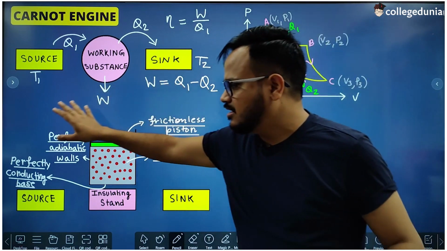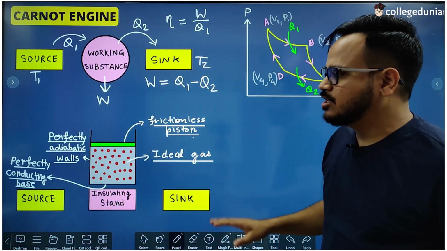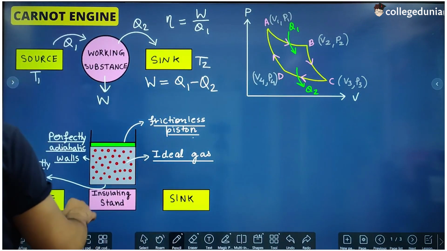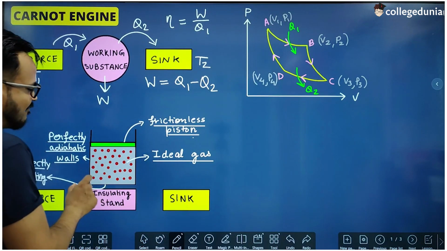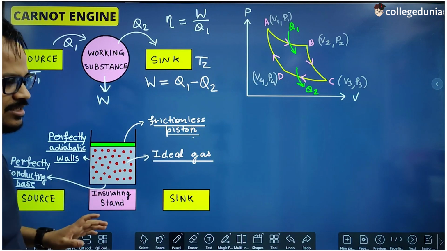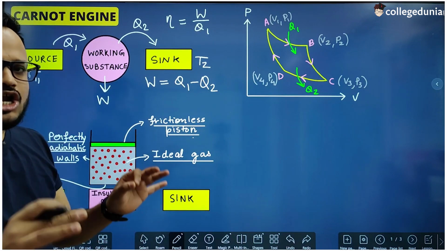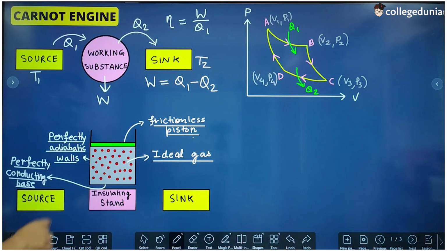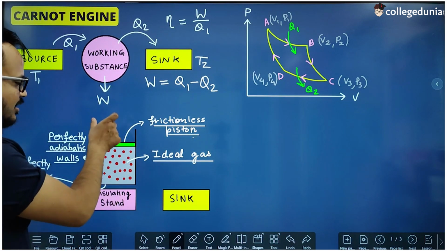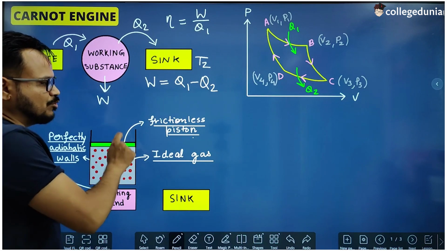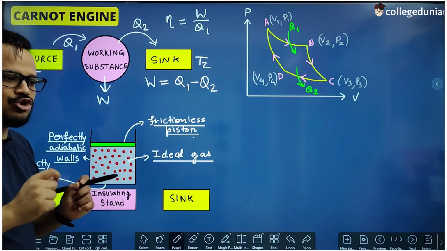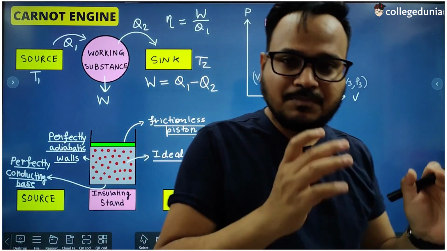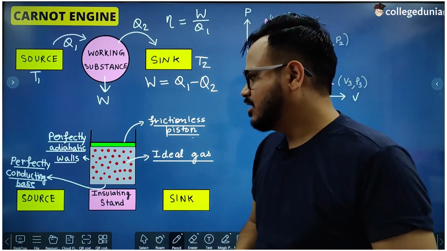You can clearly see there are many assumptions in this Carnot engine which are not possible practically. For example, Carnot says that this engine should have a working substance which is an ideal gas, but in practice no gas is perfectly ideal, right? So this cannot be achieved. Again, it says that the piston of this cylinder should be frictionless, and no material, no piston in any case practically can be frictionless, right?